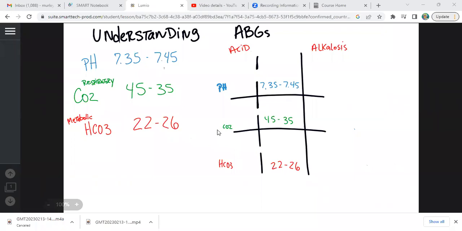The pH was 7.65. The CO2 level was 44, and the HCO3 was 30. Metabolic alkalosis. Now, the question is, how are you going to fix that?